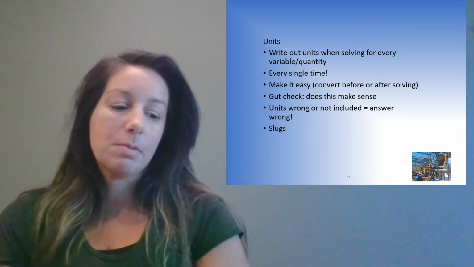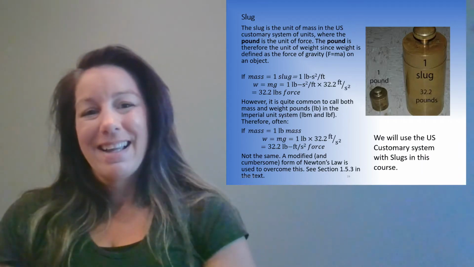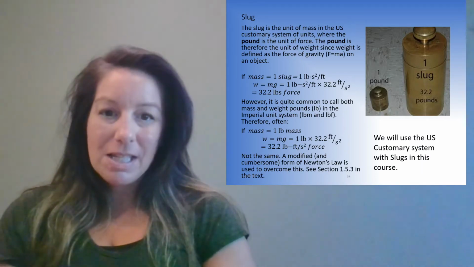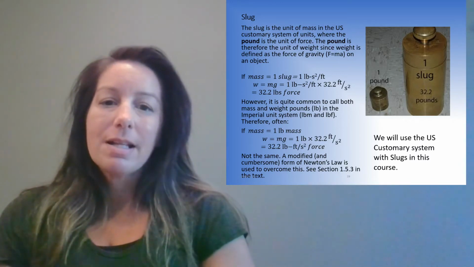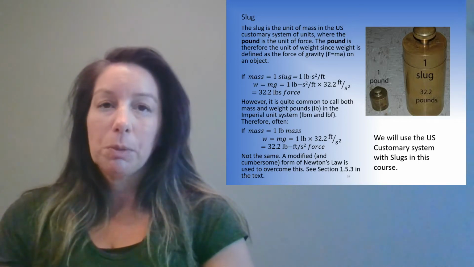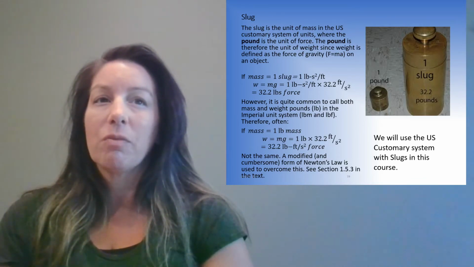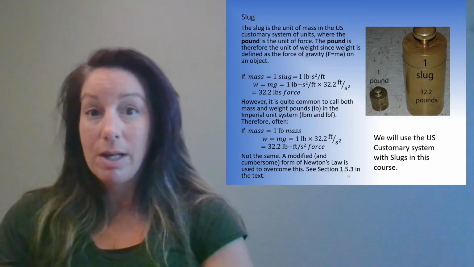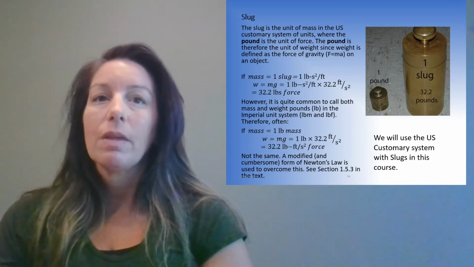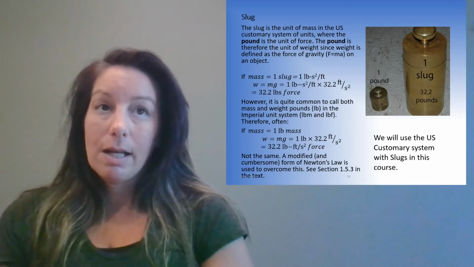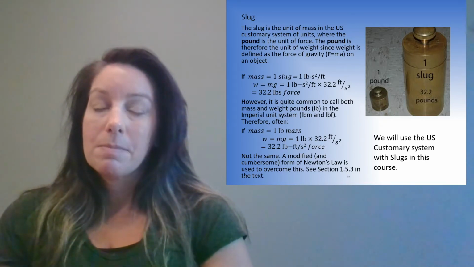And slugs. This is where we get to talk about lovely old slugs, okay? So what is a slug? A slug is a unit of mass in the U.S. customary system, so the imperial system. The pound, which you're probably used to, is a unit of force. So the pound is therefore a unit of weight, since weight is defined by the force of gravity. Force equals mass times acceleration on the object. So if the mass in U.S. customary units is 1 slug, it's equal to 1 pound times second squared per foot.